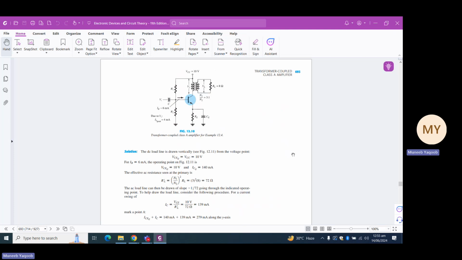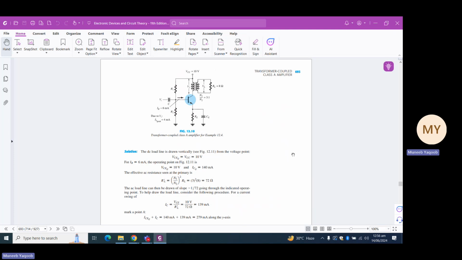Now to perform calculations, VCEQ is basically equal to VCC, and it is equal to 10 volts. Now since the DC component was 6 milliampere, IB is taken as 6 milliampere. Now to calculate the primary resistance RL dash, it is (N1 upon N2) whole square times RL. We are given that N1 upon N2, the turns ratio in the figure, is 3:1. So it is 3 square times 8. So the RL dash resistance is 72 ohm.